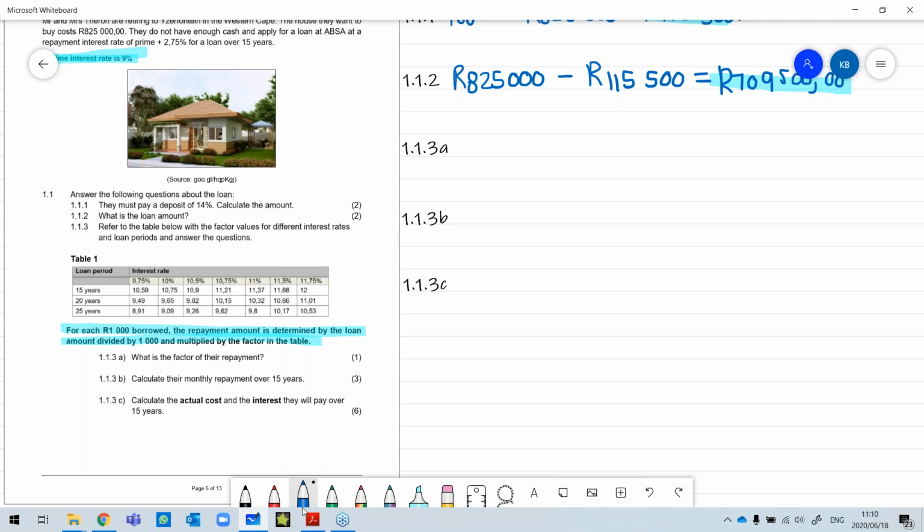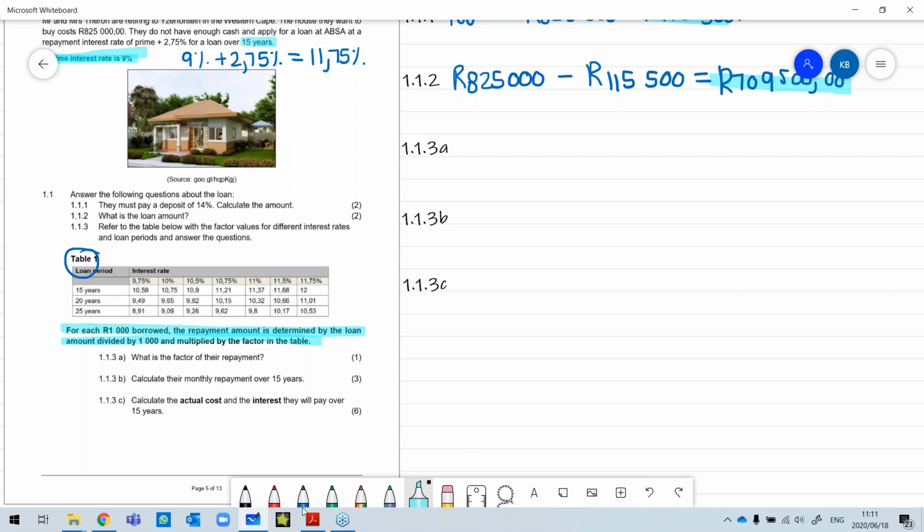Question 1.1.3a. What is the factor of the repayment? Now, first of all, we are going to make use of table 1 to determine what the factor is. We need two parts of information. First, the interest rate. The interest rate in the question statement was given as a prime of 9% plus an additional 2.75%, which means that the interest rate is 11.75%. The question statement also tells us that this loan will be taken out over a period of 15 years.